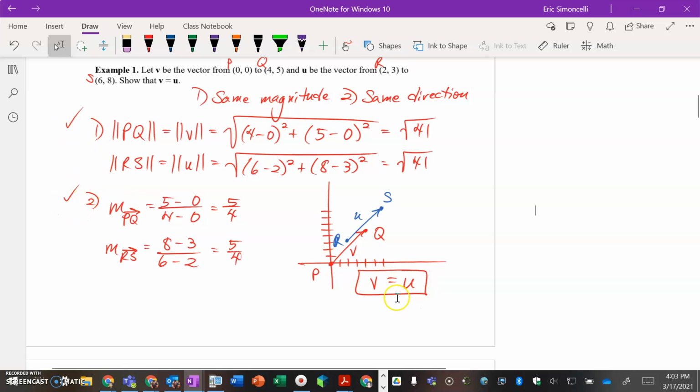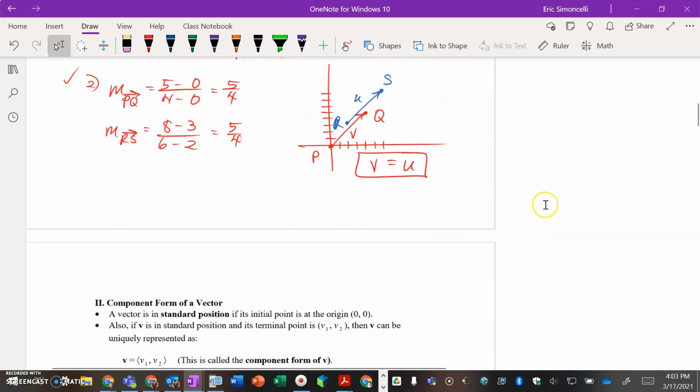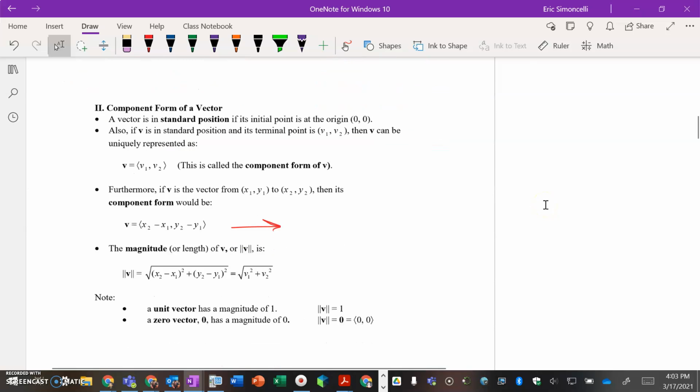Vector v is equal to vector u. Again, both of these have to be true, which they are. And we move forward and start to use a little bit different notation as we continue. So, component form of a vector.